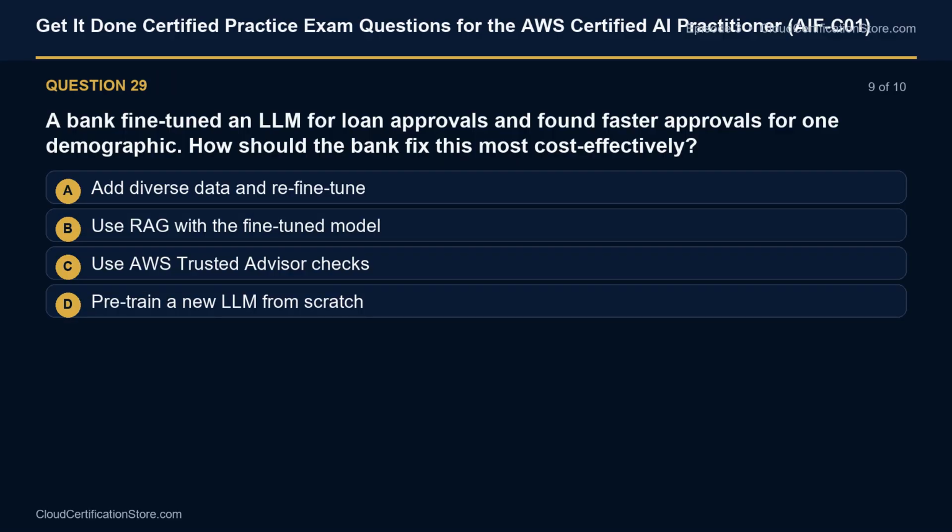Question 29. A bank fine-tuned an LLM for loan approvals and found faster approvals for one demographic. How should the bank fix this most cost-effectively? Option A. Add diverse data and re-fine-tune. Option B. Use RAG with the fine-tuned model. Option C. Use AWS Trusted Advisor checks. Option D. Pre-train a new LLM from scratch.